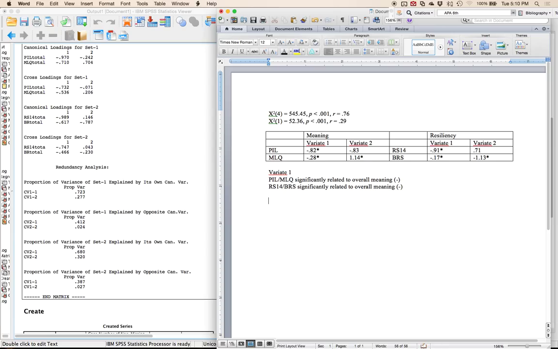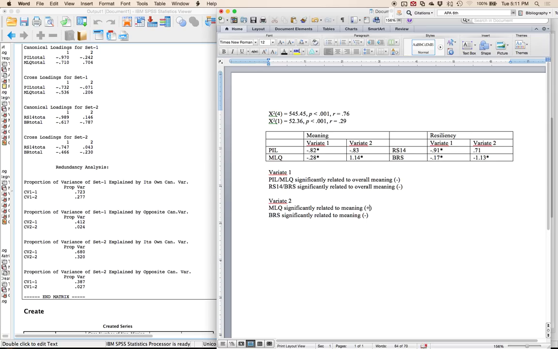Okay. For variant 2, what we're saying is that the MLQ, meaning, is significantly related to meaning. And this one's negative. And then the brief resiliency scale is significantly related to meaning. And again, they're both negative. Which makes the overall correlation positive. And so, oops, I'm sorry, the MLQ is actually positive.